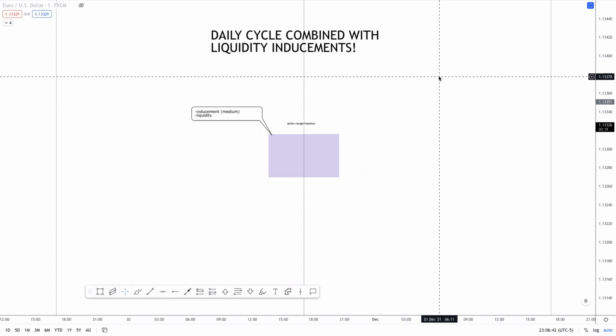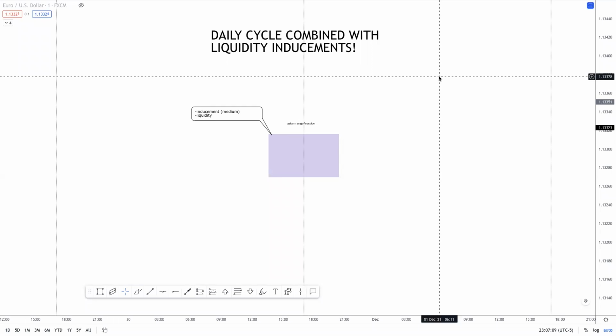Today is going to be a little bit different. It is not a breakdown. Rather, I am going to start going into individual concepts that are going to help you not only with your trading, but better understand how to find liquidity inducement trades, specifically with the daily cycle. The daily cycle to me is one of the most important concepts to learn, especially if you're trying to take advantage of liquidity in the markets.